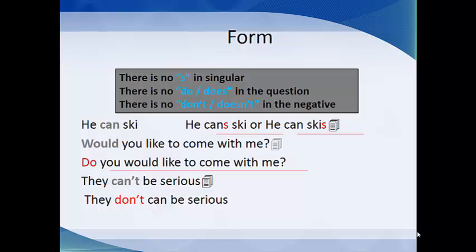He can ski. We can't say cans. We can't add S to the auxiliary verb or the modal verb. Would you like to come with me? I can't say, do you would like to come with me? In the negative, I can say, they can't be serious.